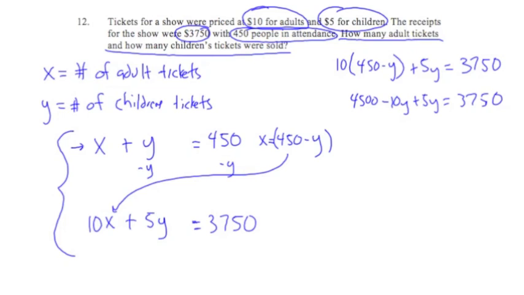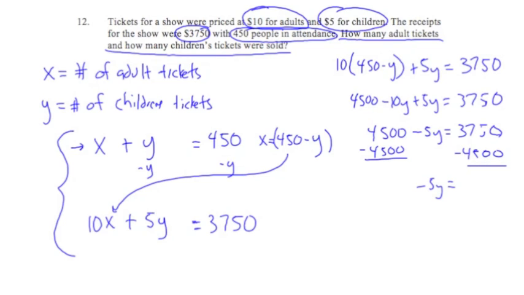Okay, I have like terms on the left side. I'm going to combine the negative 10y and the positive 5y. That would give me negative 5y equals 3750. Now I'm going to subtract 4,500 from both sides. And I have negative 5y. When I do that subtraction, I get negative 750. Divide by negative 5. When I do that division, I get 150.